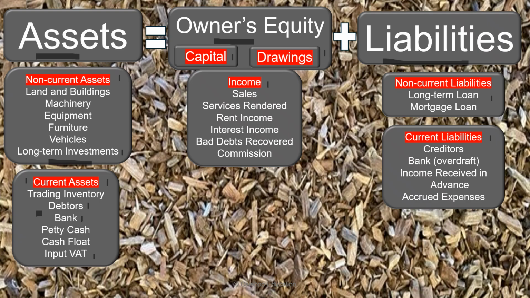Then we have capital, what the owner puts in, and drawings, what the owner takes for his or her personal use. We're looking at a sole trader, and we always look at all the transactions from the business's point of view. You're the bookkeeper. These are examples of income: sales, services rendered, rent income, interest income, bad debts recovered. I'm going to tell you quickly what that is.